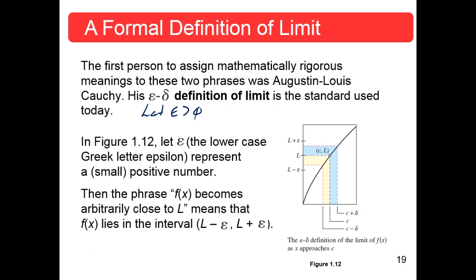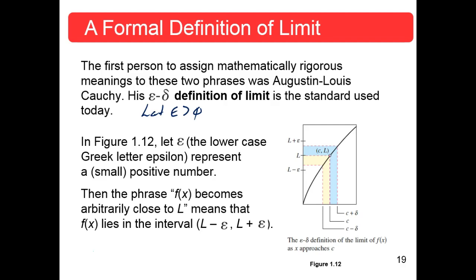So the phrase f of x becomes arbitrarily close to L means that f of x has to lie in the interval around that value L. So it has to be within L minus epsilon and L plus epsilon. That's just the first part of it. That's the arbitrarily close. That supposedly cleans that up for you.